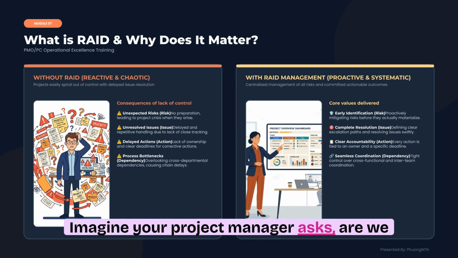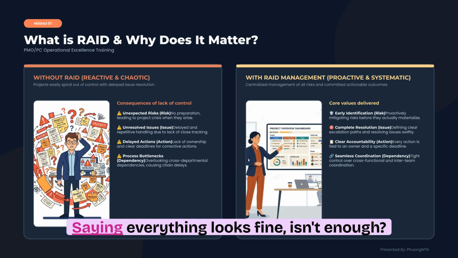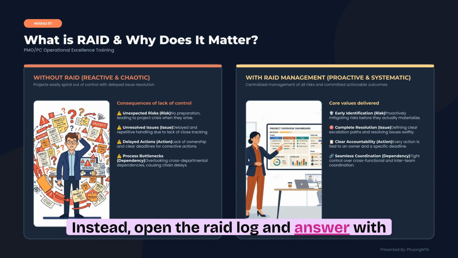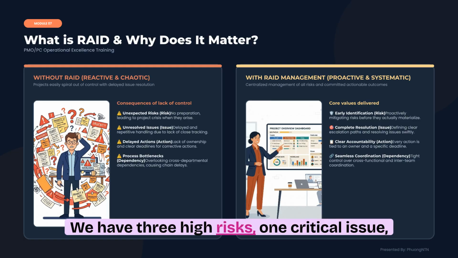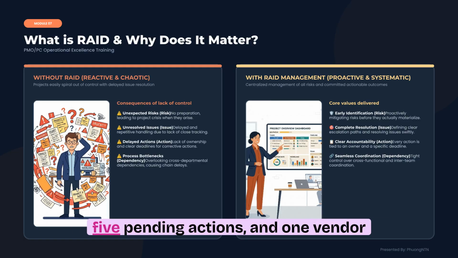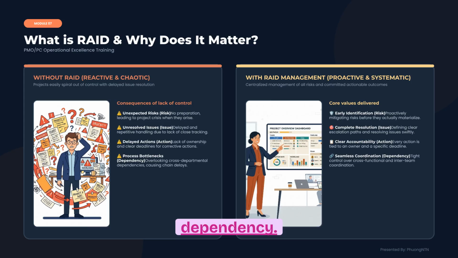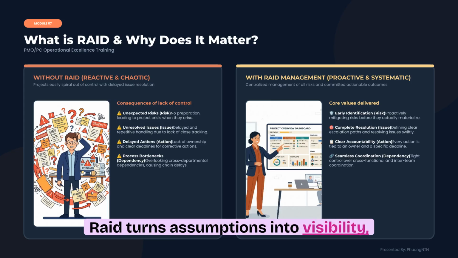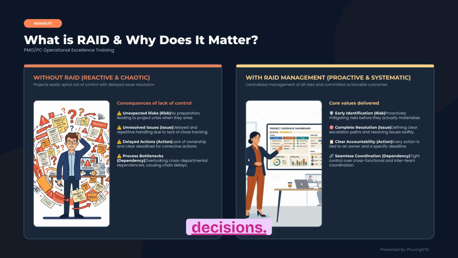Imagine your project manager asks, "Are we on track?" Saying everything looks fine isn't enough. Instead, open the RAID log and answer with facts. We have 3 high risks, 1 critical issue, 5 pending actions, and 1 vendor dependency. RAID turns assumptions into visibility, helping management make better decisions.